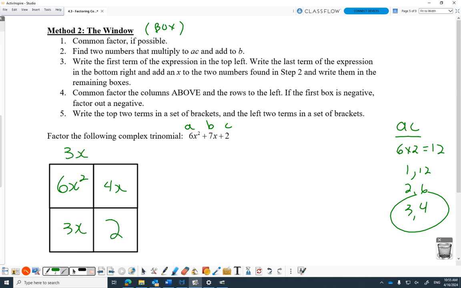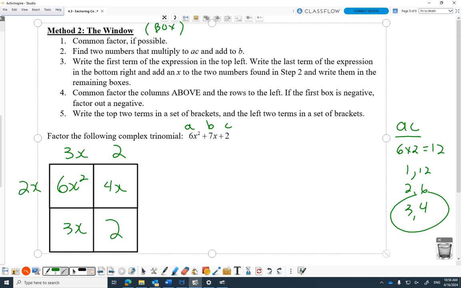And then I look at the 4x and 2, and I go, what's common to 4x and to 2? 2. Now I must tell you, then you've got some choices. Some people do it differently with box method. You can now common factor the rows, or you can just go, what's left? 3x times something is 6x squared. What do you multiply 3x by to get 6x squared? 2x. And then what do you multiply 3x by to get 3x? 1. And now I've got my answer.